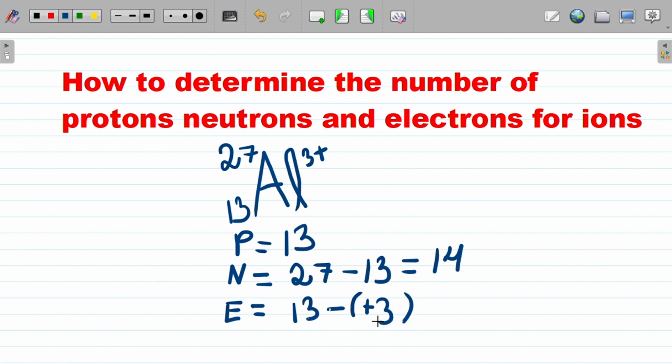Differently from neutral atoms, where the charge number was always 0, for ions it is either a positive number or a negative number. So in this case it is 13 minus positive 3. So the number of electrons is equal to 13 minus 3, and this is equal to 10.